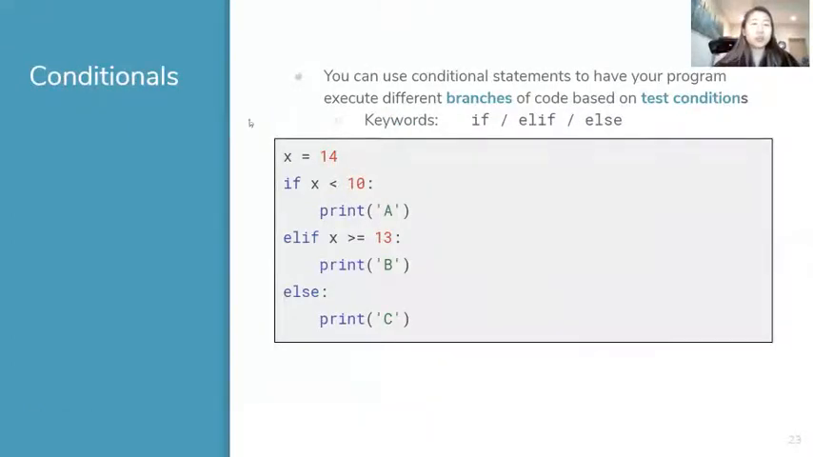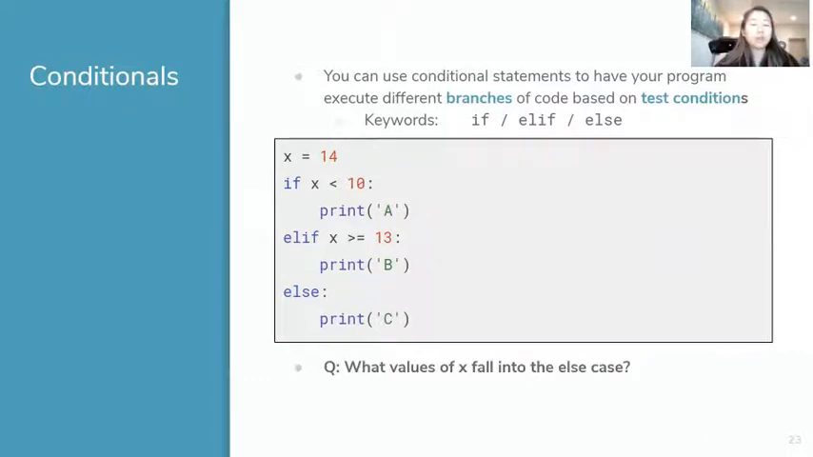So, conditionals. You can use conditional statements to have your program execute different branches of code based on test conditions. Keywords are if, else if, and else. For example, if x is less than 10, you want to print A. Else if x is greater than or equal to 13, you want to print B. Else, print C. Just like if, else if and else in Java.